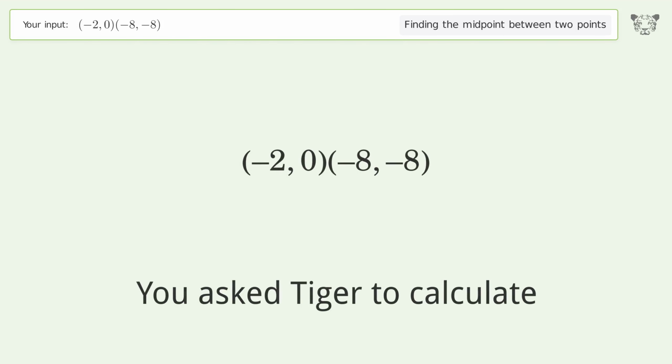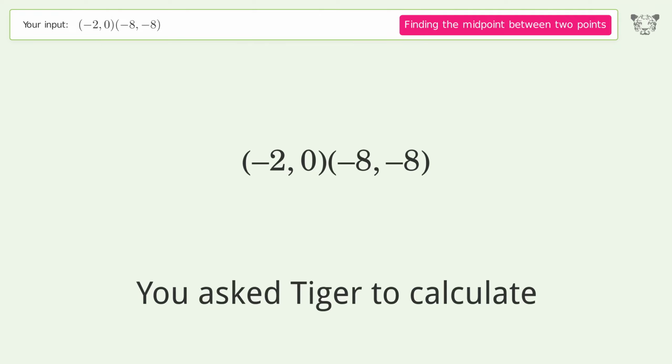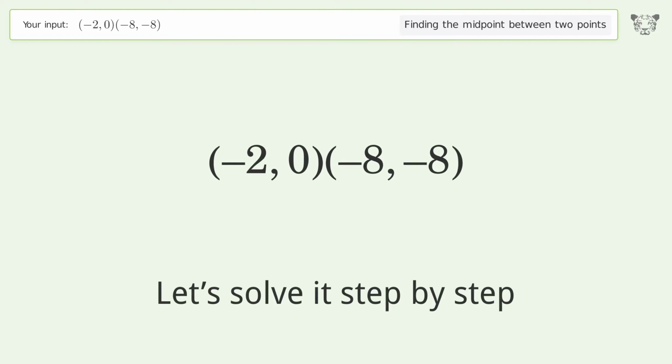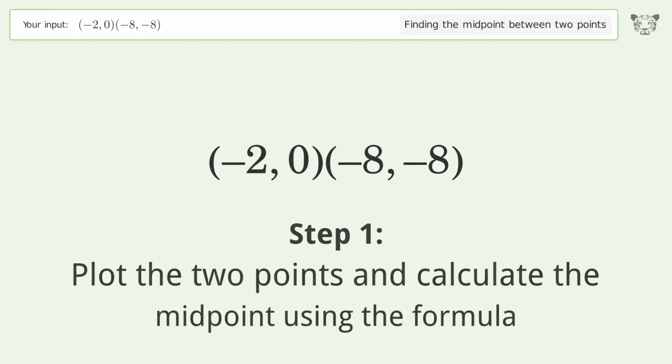You ask Tiger to calculate. This deals with finding the midpoint between 2 points. The midpoint between the 2 points is -5, -4. Let's solve it step by step. Plot the 2 points and calculate the midpoint using the formula.